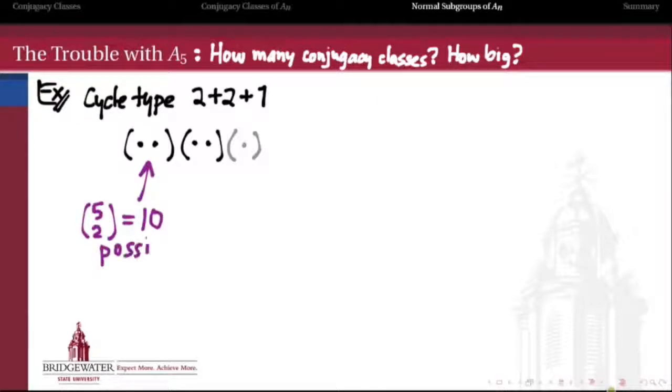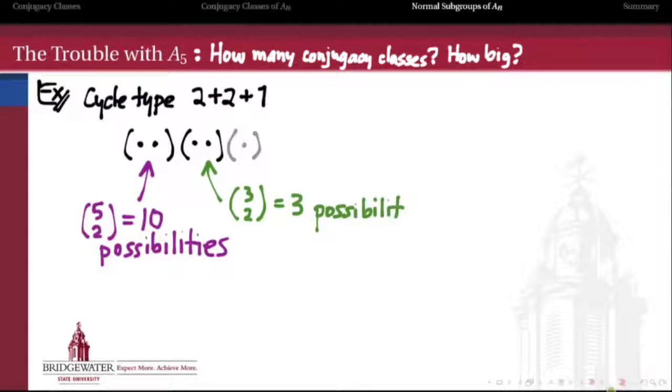So there's 5 choose 2, 10 different possibilities for that first 2 cycle. Then after I've chosen those 2 elements, I only have 3 left to pick from to make my second 2 cycle. So there's 3 choose 2, or 3 possibilities for that second one. And then finally, the 1 cycle is determined at that point. I only have 1 possibility for what to put there. So it looks like there are 30, 10 times 3 times 1, different elements of this cycle type.